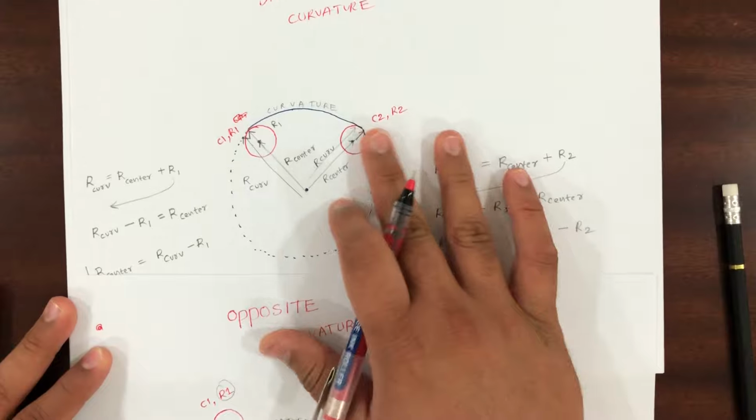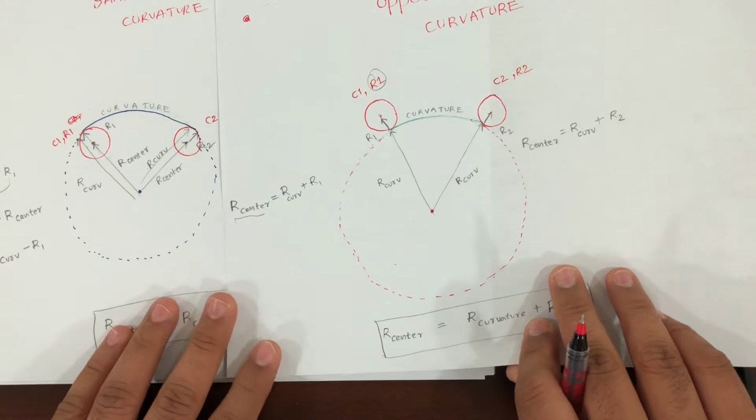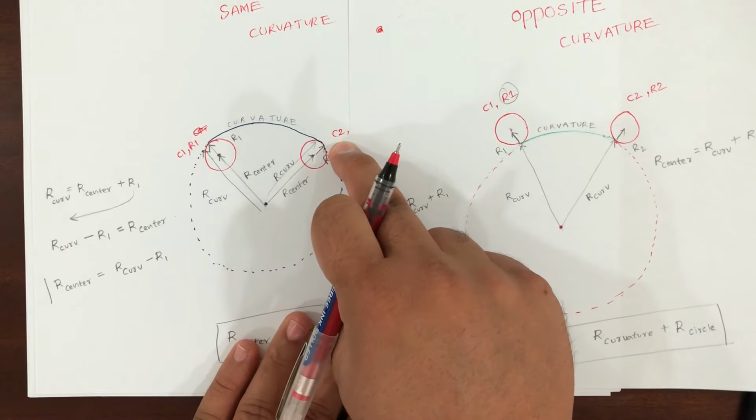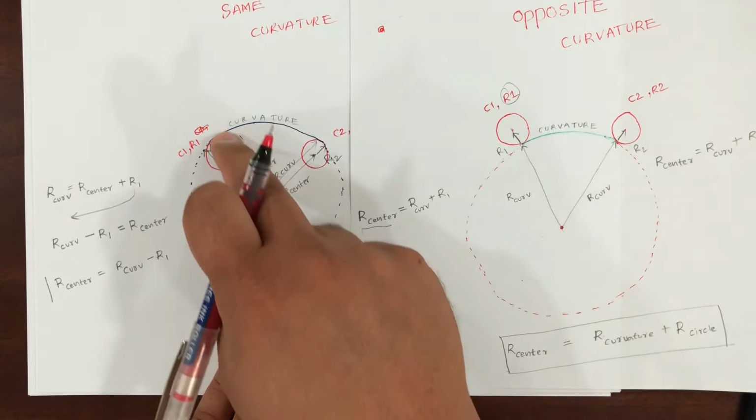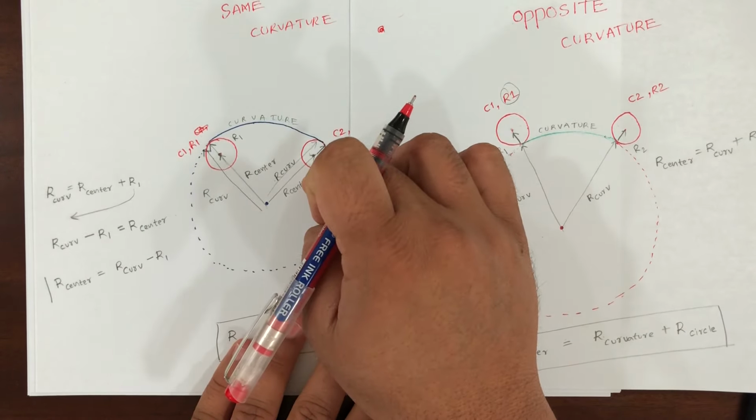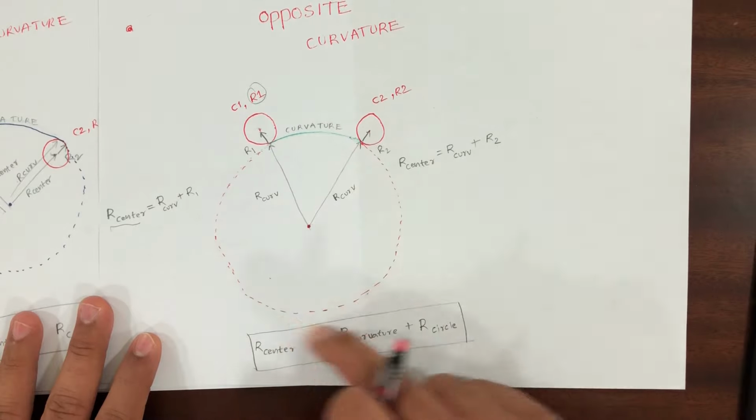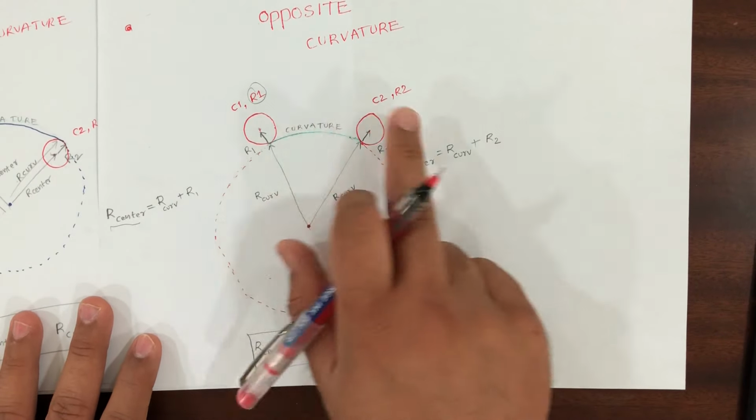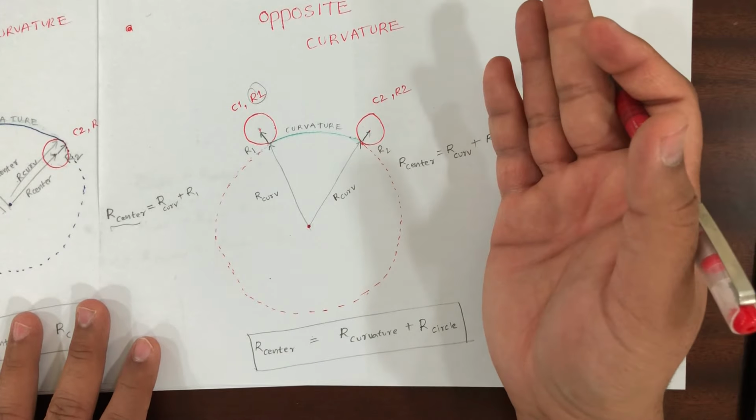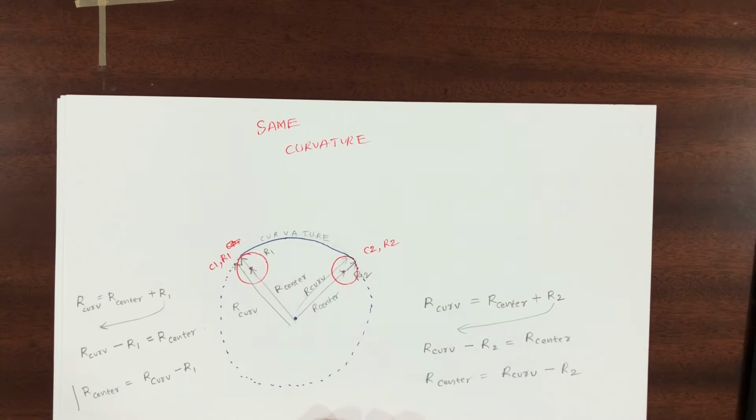Okay, so this is the same curvature and this is the opposite curvature. Okay, I don't know whether you can see here, in the same curvature, the two circles lie inside the curvature. Here in the opposite curvature, if you draw an imaginary circle, the two circles will lie opposite to the circle, opposite to the curvature. Okay, now let's go for the exercise here.